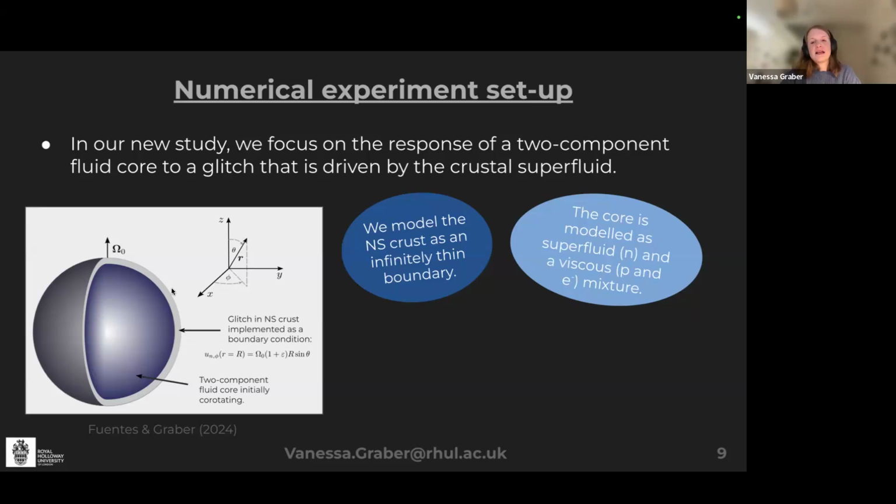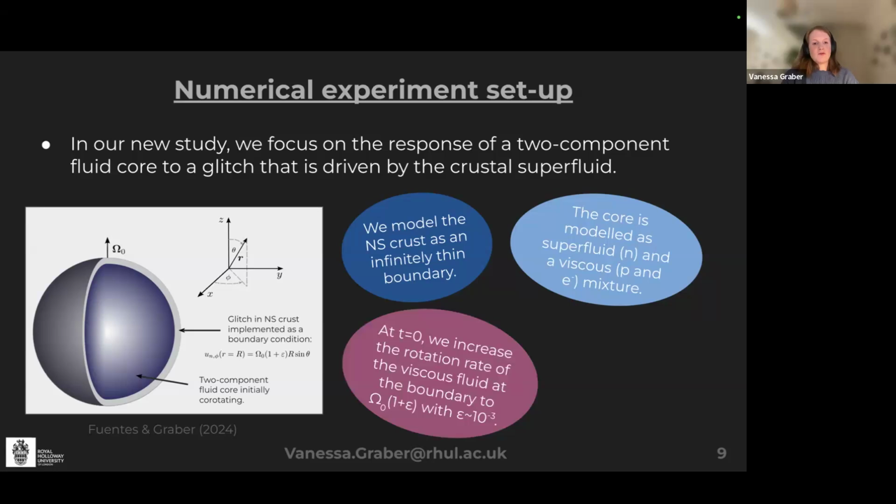And we model the core essentially as a superfluid, which we denote by the index n. And then we have a viscous component that is composed of the protons and the electrons in this case. So we neglect muons, but we can basically just lump all these charged particles together and assume they interact on the scales that we are interested in as a single fluid component.